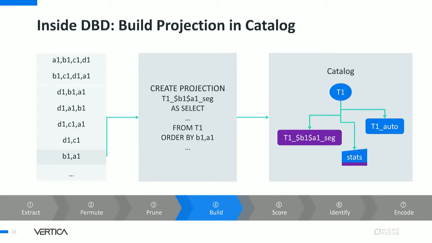And now we have all the sort order candidates that we want to try, but whether a sort order candidate will actually benefit from the optimizer, DBD needs to ask the optimizer. So before that happens, this step has to build those projection candidates in the catalog. This step will generate the projection DDLs from the sort orders and create these projections in the catalog. These projections won't be loaded with real data because that takes a lot of time. Instead, DBD will copy over the statistics from existing projections to these projection candidates so that the optimizer can use them.